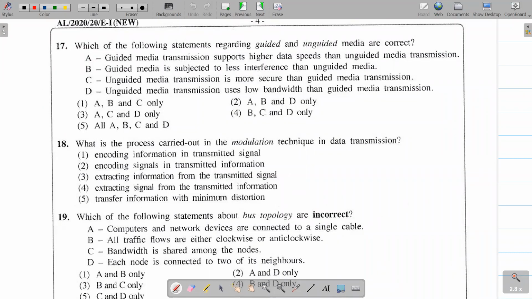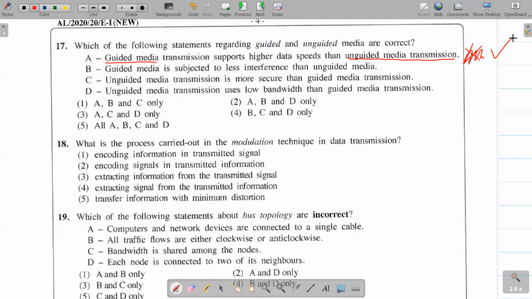If we settle on guided media, but unguided media, no one is transporting using light. Right? So we can say statement A is correct. Guided media transmission supports higher data speeds than unguided media transmission. Yes, so we can say it is correct due to the fiber optics.